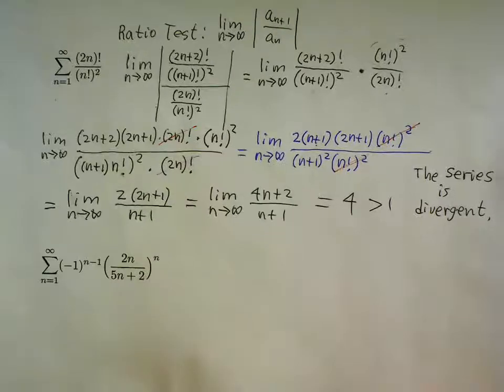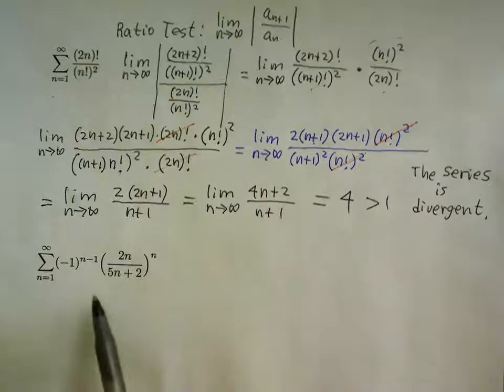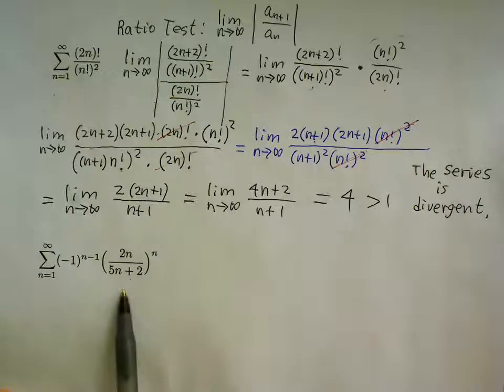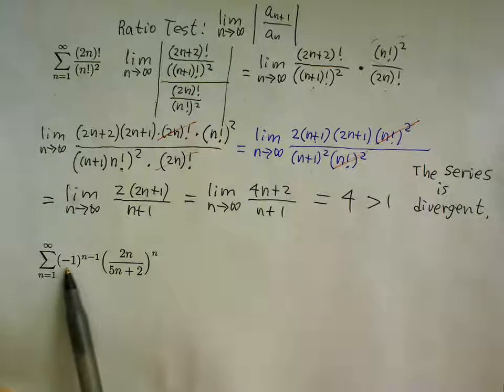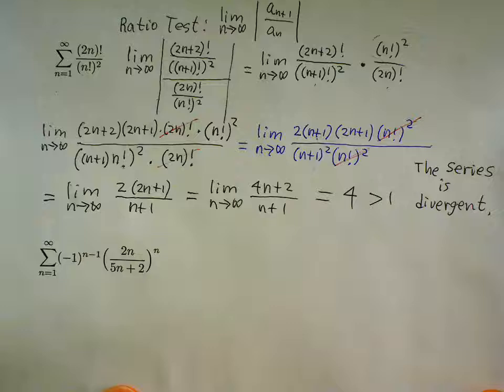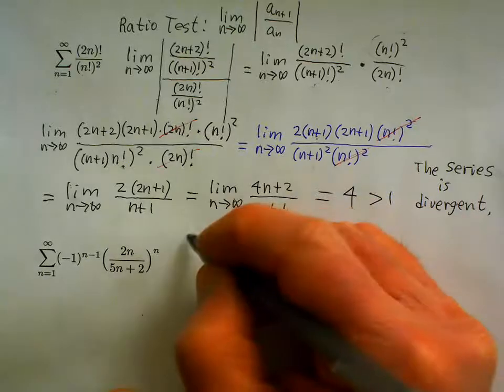Okay, the next one. Here we have an alternating series. And so the negative and positive terms are multiplied by 2n over 5n plus 2 to the nth. So maybe the root test will work. So let's try the root test.